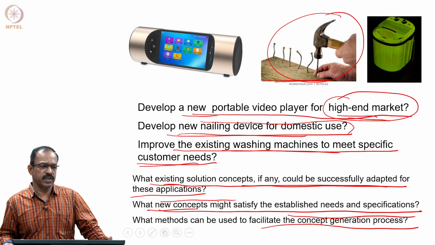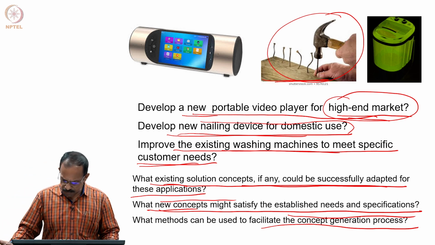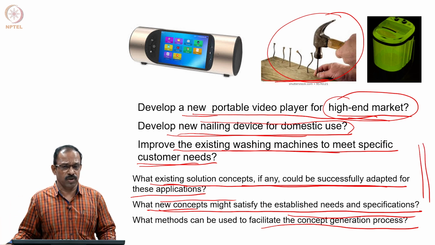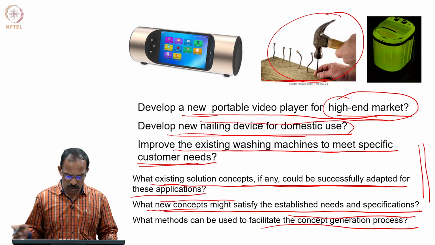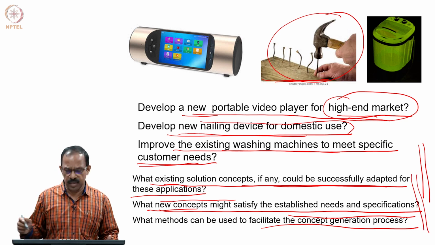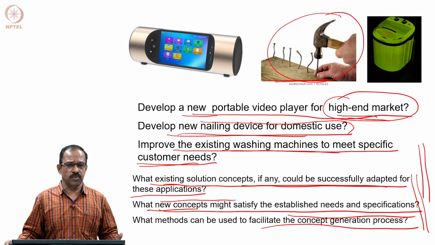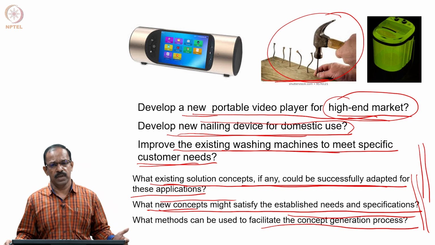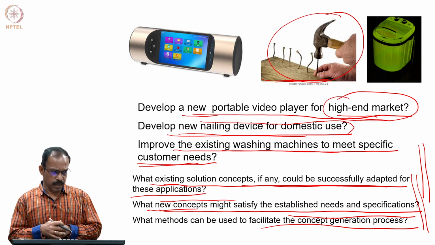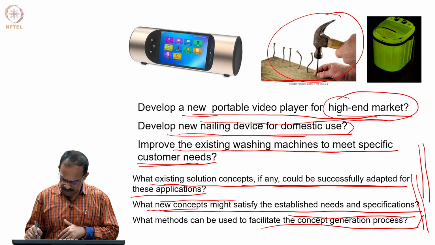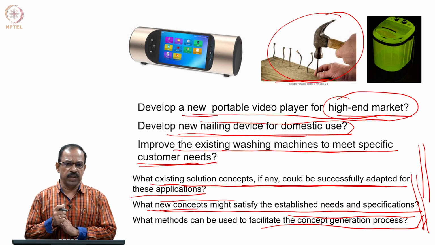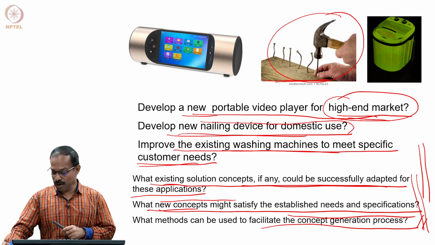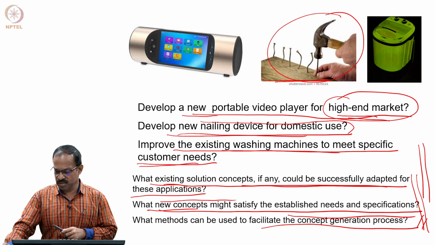So, these are the things we need to look at in concept development, or when you try to develop a new product or new concepts for products, we need to keep these things in mind, and then see how we can use the existing concepts or adapt them, or what kind of new concepts need to be developed, and how can we generate these concepts in a systematic way. So, these are the things that we will be discussing, or we need to be aware of when we go for concept generation.